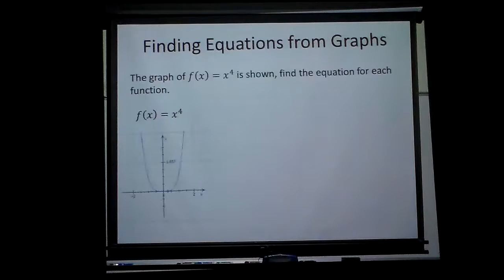All right, let's find an equation from the graph. Let's look at our first one. This is an x to the fourth. Now we haven't talked about that. It's a little like the quadratic. You can see how it looks right here for an x to the fourth, right? Well, what would happen if I did this to this very x to the fourth?